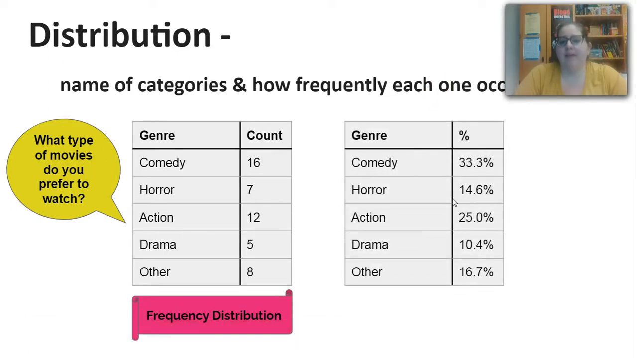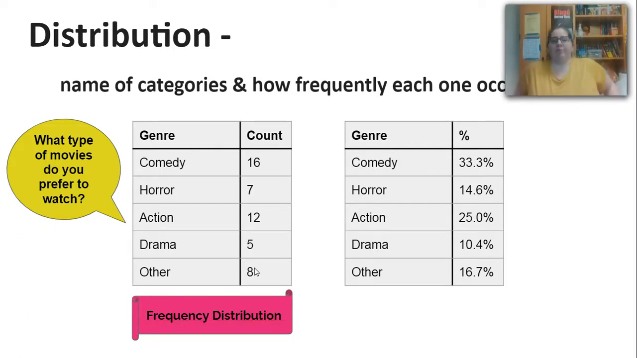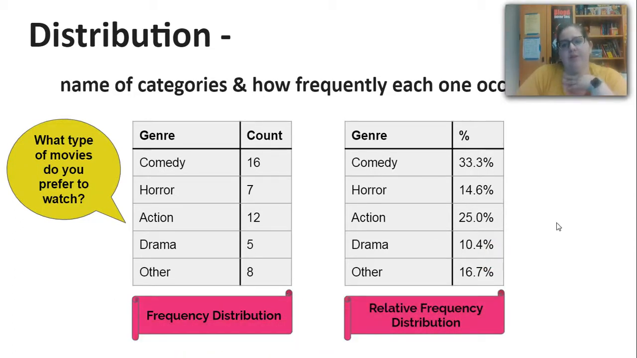We could also take that same data, and because we're just dealing with one group and each member of the group only picked one option, we could easily turn this into what we call a relative frequency distribution, which basically converts it into percentages.